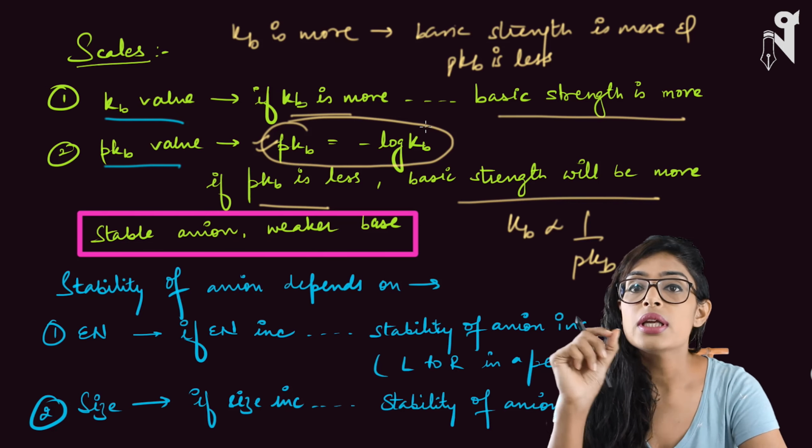Okay, so what works vertically? So we have understood if electronegativity is more, hunger is more, it doesn't want to give away the electron density and hence the stability of an ion is better. If the stability of an ion is better, they are going to be weaker bases. Now size, if size increases, the stability of an ion increases.